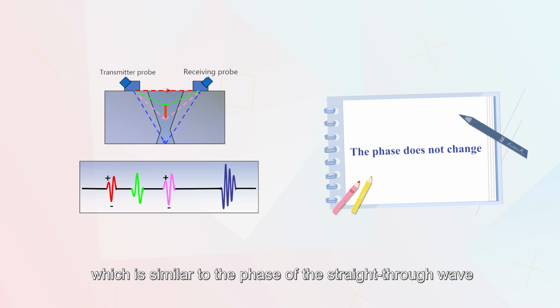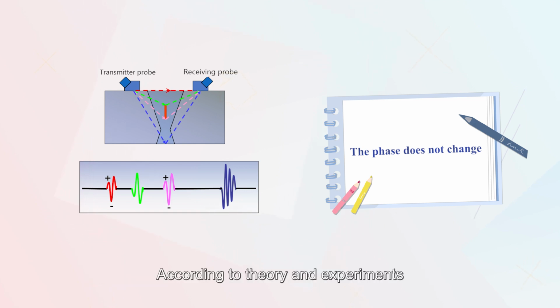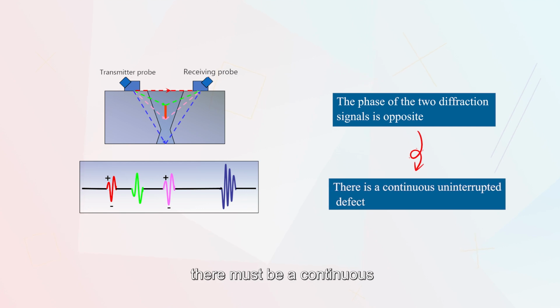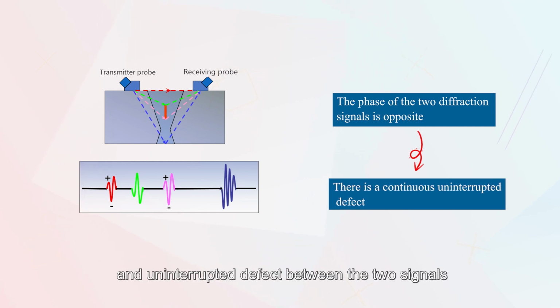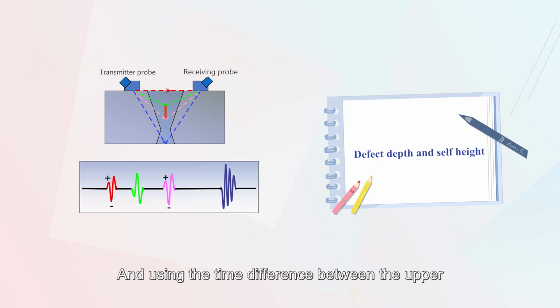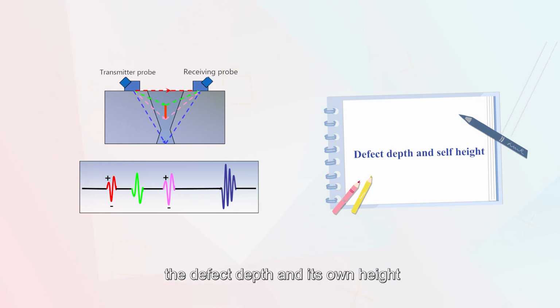According to theory and experiments, if the phases of the two diffracted signals are opposite, there must be a continuous and uninterrupted defect between the two signals. And using the time difference between the upper and lower endpoint diffracted waves, we can calculate the defect depth and its own height, which is also one of the outstanding advantages of TOFD technology.